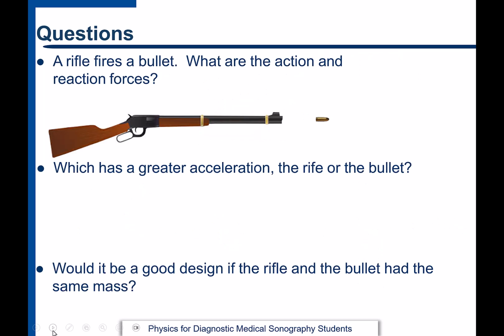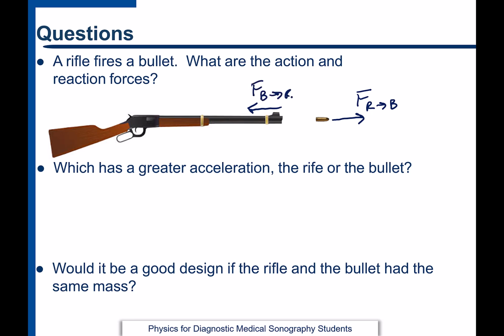Let's look at another example. A rifle fires a bullet. What are the action and reaction forces? So the first force that we'll talk about is the force that the rifle exerts on the bullet. So obviously, the gunpowder goes off, the rifle is exerting a force to the right on that bullet and making it go to the right. But the bullet exerts a force on the rifle.